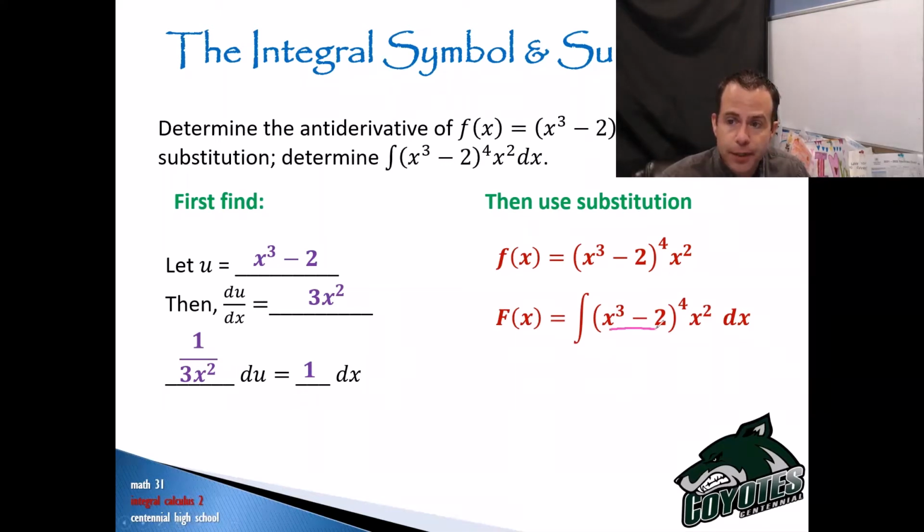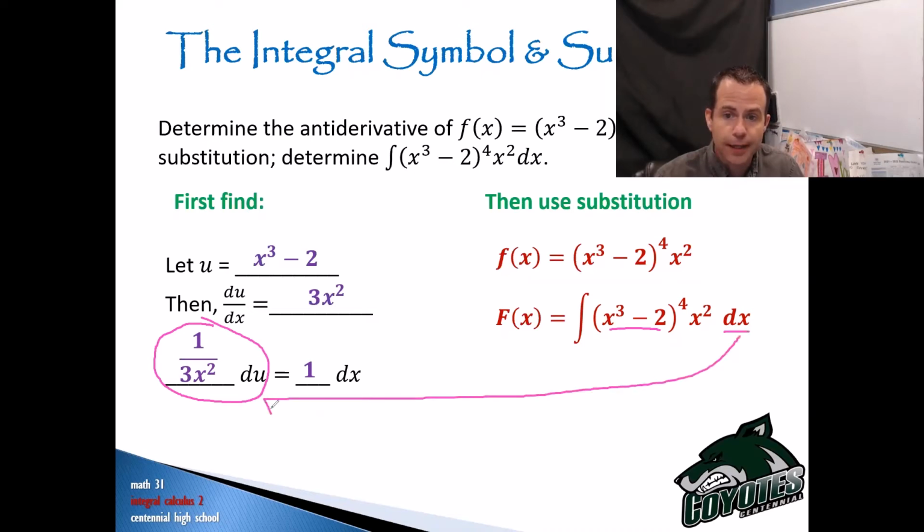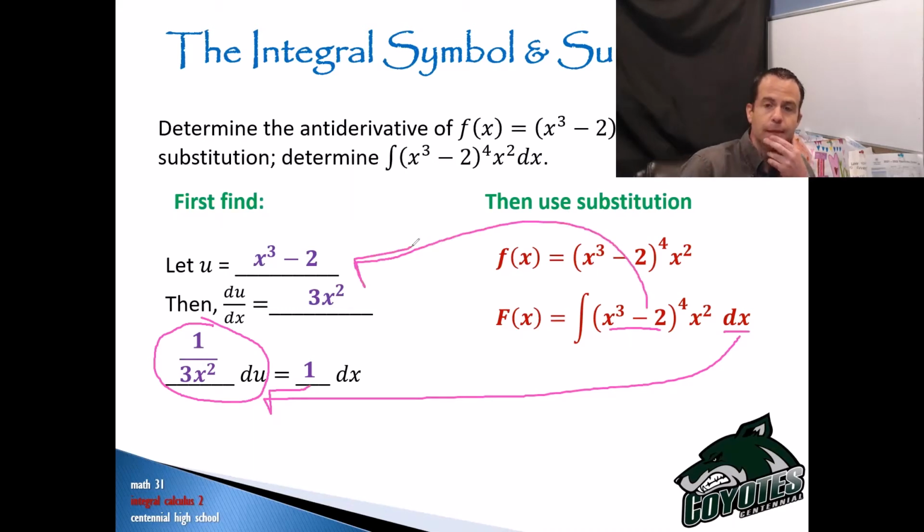I want to substitute this with u, okay? But then if I want to have this as u, I need this to say du, not dx. Well, actually, I'm ready to do that because I'm told that 1 over 3x squared du is the same as dx. So I can take my dx and substitute it with that at the same time that I take my x cubed minus 2 and substitute it with u. Okay? So what would that look like?